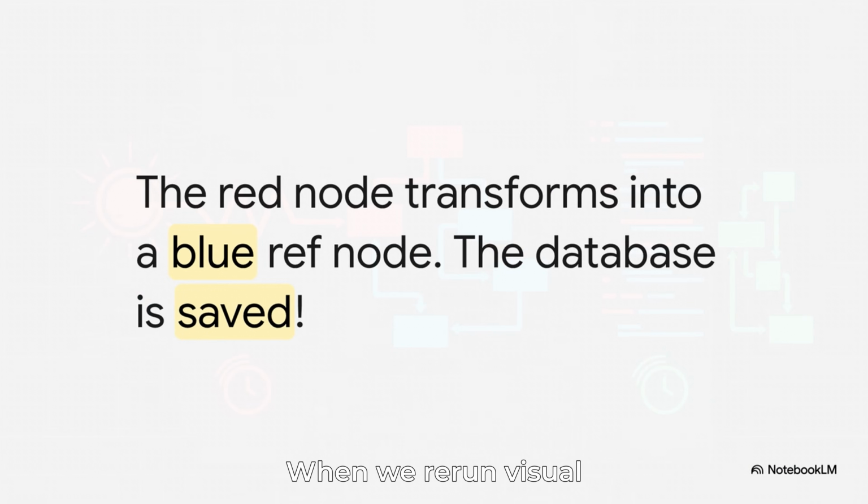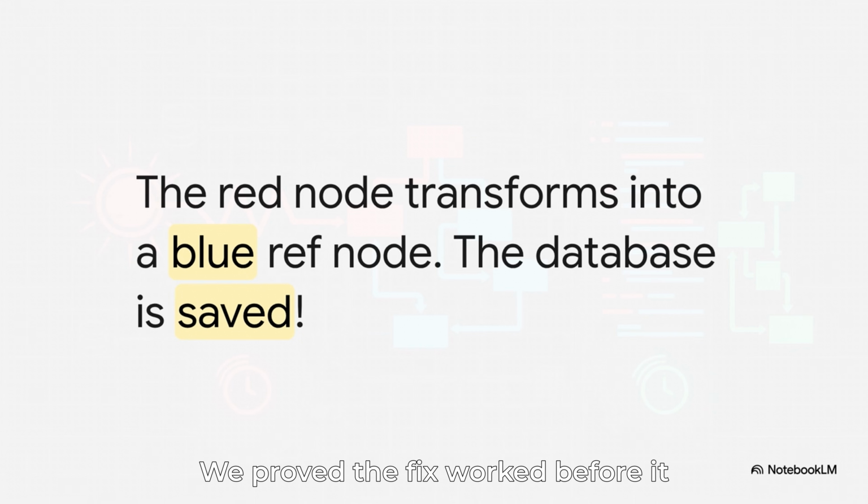When we rerun Visual Explain, we get immediate visual validation. That terrifying red node completely disappears, and it's replaced by a reassuring, beautiful blue node labeled ref. The database is saved, the CPU spikes drop, and the application becomes instantly responsive again. We didn't guess, we proved the fix worked before it even hit production.